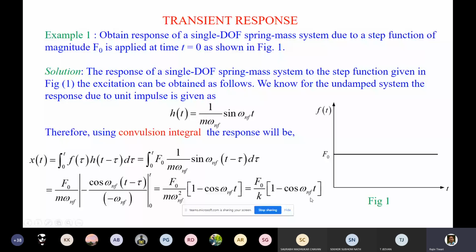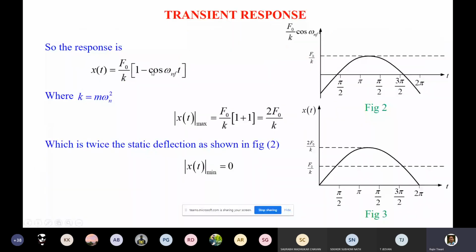We can plot this and see how x(t), the mass, will be vibrating because of this force. So this is the response. You can see there are two parts. One is the constant term F0 by k, and another is the negative F0 by k cos omega n t. So this is the second part.